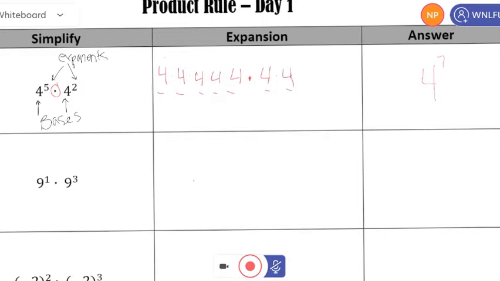So we are going to expand the first one. 9 to the 1st means we have 1 9. And then times 9 to the 3rd. 9 to the 3rd means I have 3 9s. So 9 times 9 times 9. Now looking at this, I'm multiplying a total of 4 9s. So I can rewrite this as 9 to the 4th.